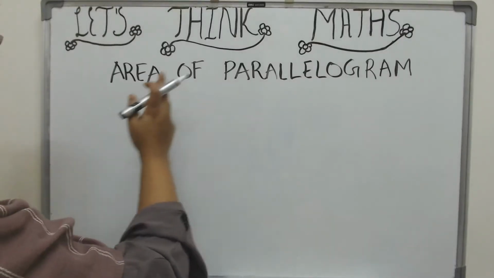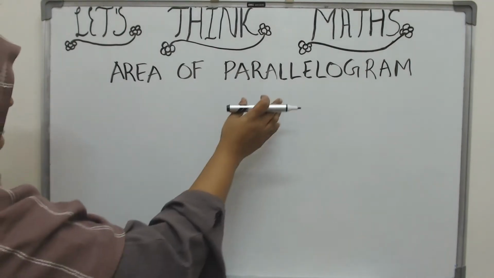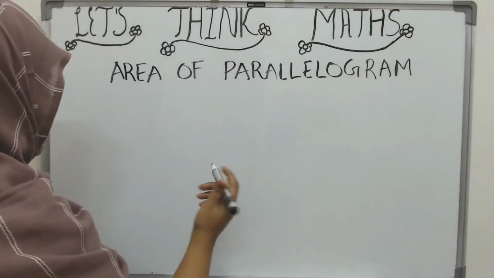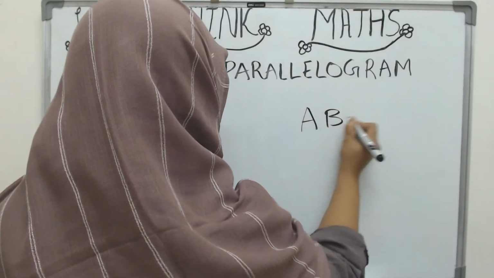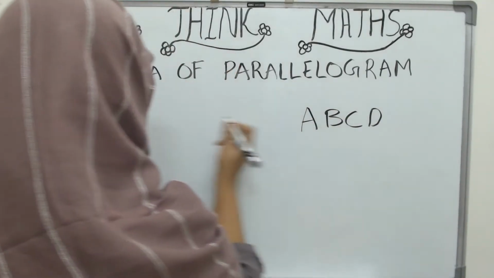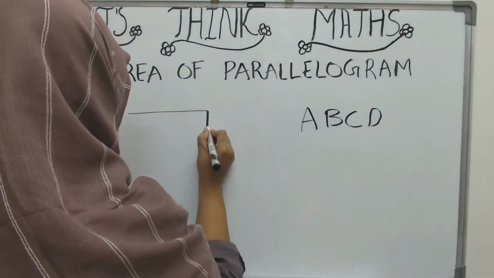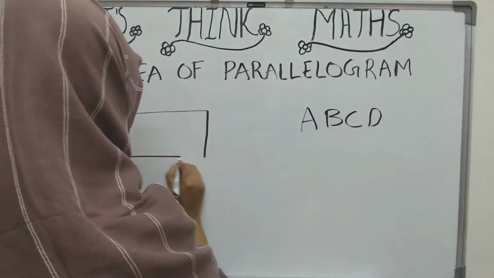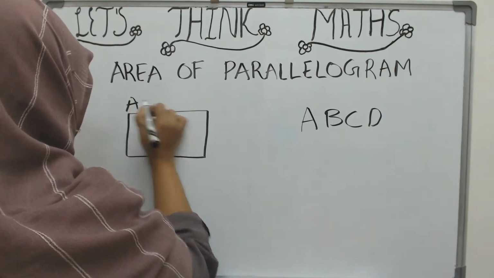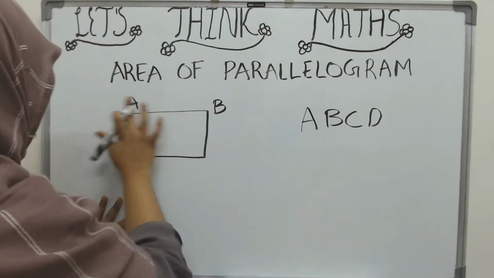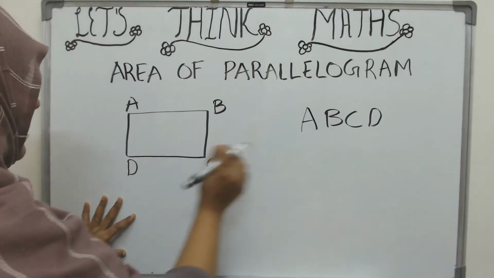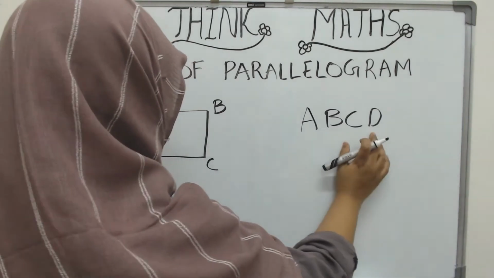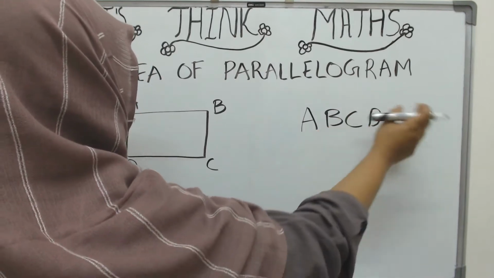Study about the area of a parallelogram. First, we have to know what a parallelogram is. Consider a quadrilateral A, B, C, D. Suppose this is how the quadrilateral looks like. Then you have to remember that A, B, C comes here and D comes here. Now the name shows you in what order the vertices have to come.